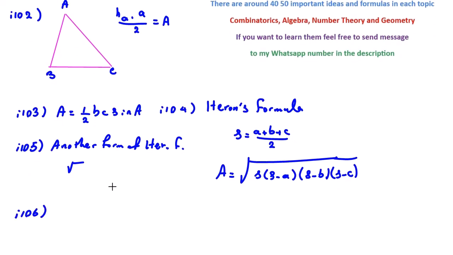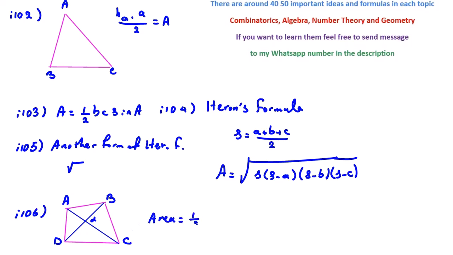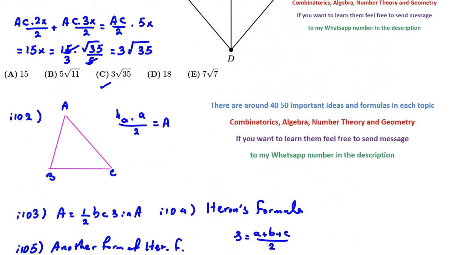If you have a quadrilateral, for example, like this, ABCD, and if we draw the diagonals, suppose the angle between them is alpha, a special case of that will be the area of a rhombus. Area here is 1 half AC times BD times sine alpha. Okay. We have these formulas of areas.